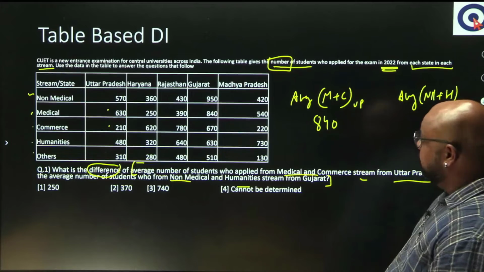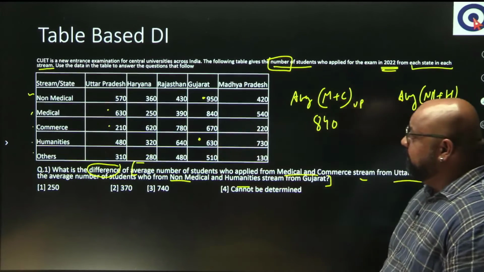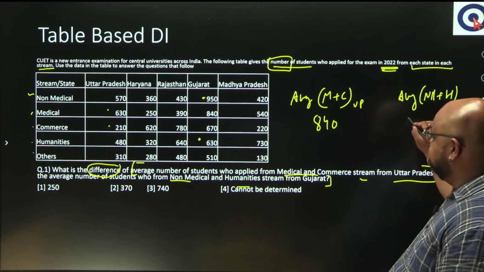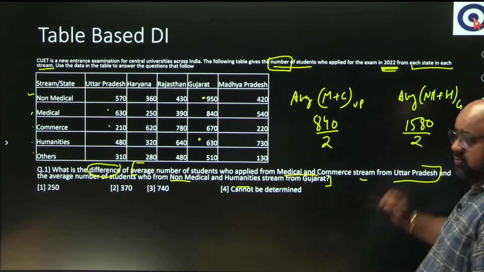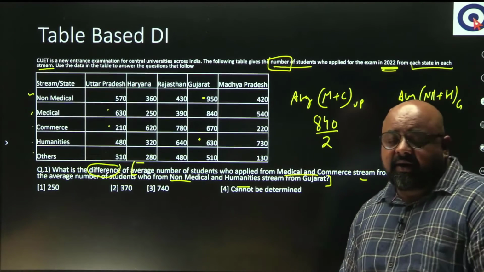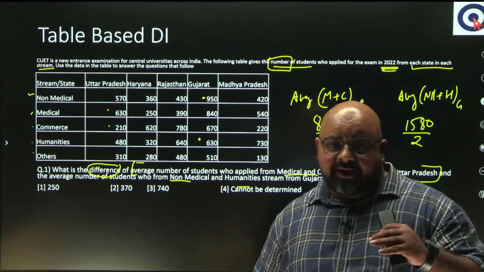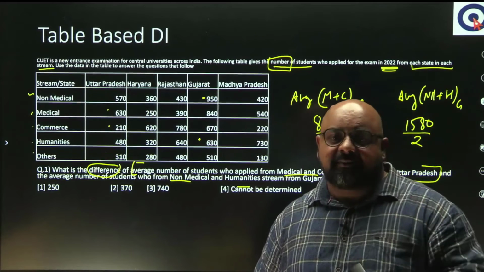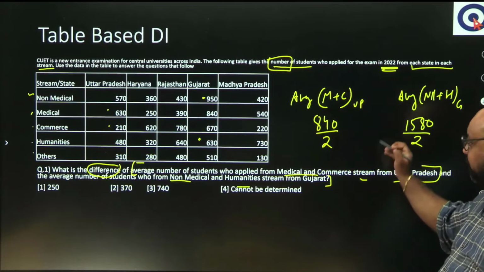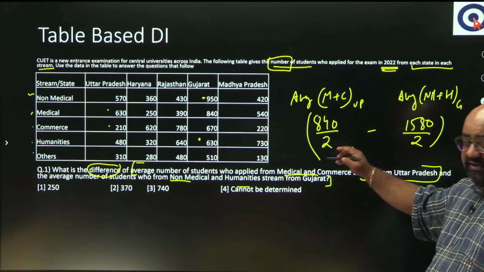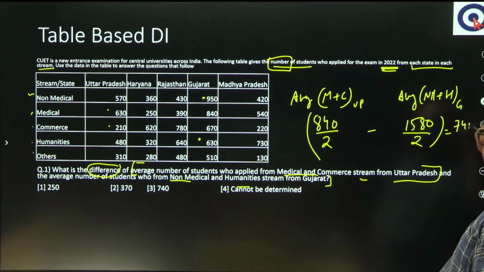Non-medical and humanities from Gujarat, non-medical and humanities, 950 plus 630 becomes 1580. If you have to take the average, you divide by 2. Again, please understand, because I have to find the difference of averages, I can also find the difference in the total number and then take the average. Either you divide by 2 and find the difference, or I take the difference first: 1580 minus 840 will give me 740, and then dividing it by 2.